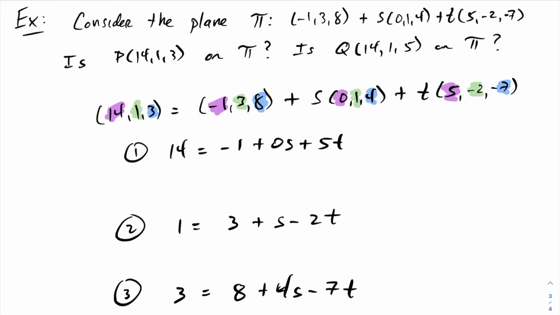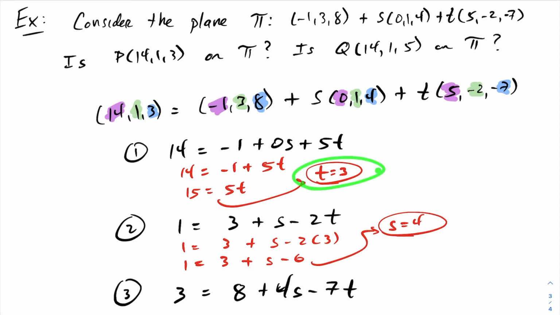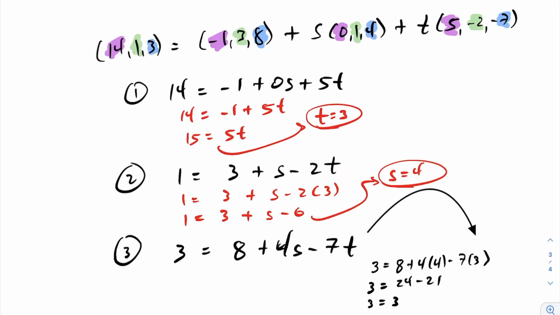For equation 1, we get 14 equals negative 1 plus 5t. Solving for t here, we get t equals 3. Substituting that into equation 2 and solving for s, we get s is 4. So therefore, the parameters of s being 4 and t being 3 are the parameters we need so that (14, 1, 3) is on the plane. However, we must check to see whether these two parameters satisfy our third equation. Checking this in our third equation, we see that the left-hand side will equal the right-hand side, and therefore 3 equals 3, and therefore this point is on the plane.